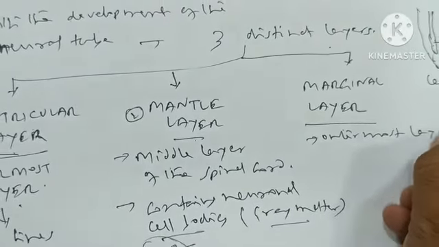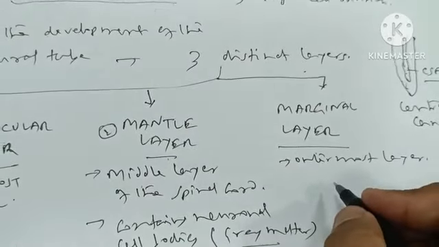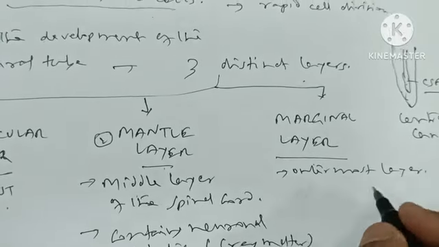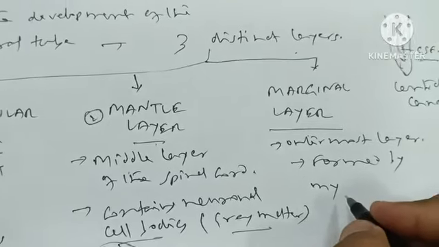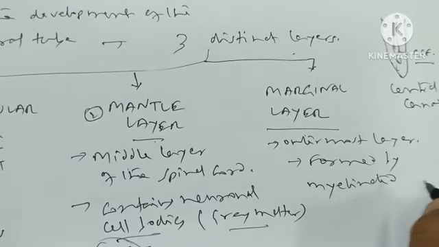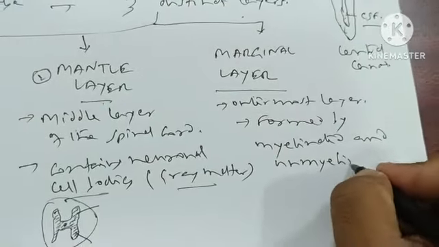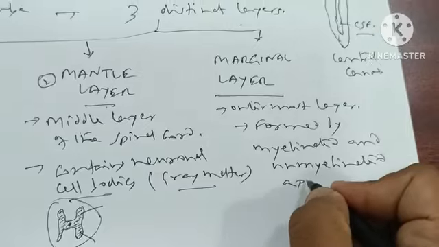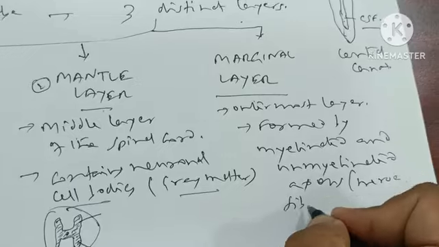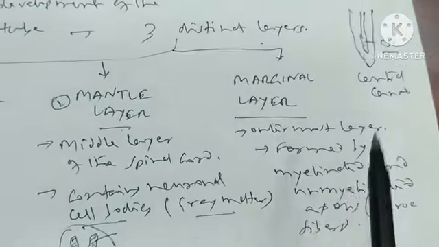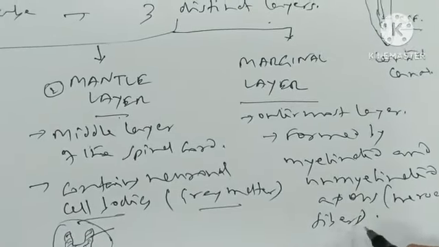This outermost layer is formed by white matter. That is, it is formed by myelinated and unmyelinated axons. Axons are also called nerve fibers. So this marginal layer is formed by myelinated and unmyelinated axons, which are also called nerve fibers.